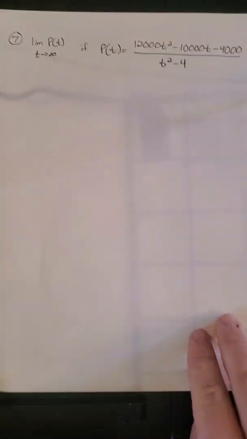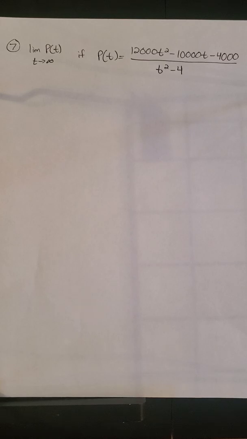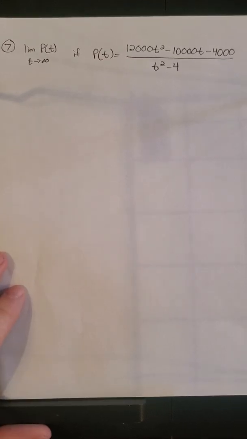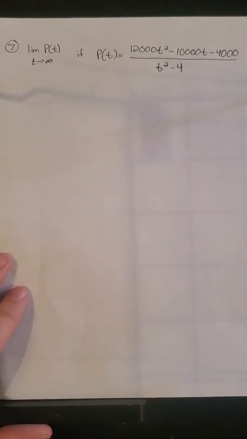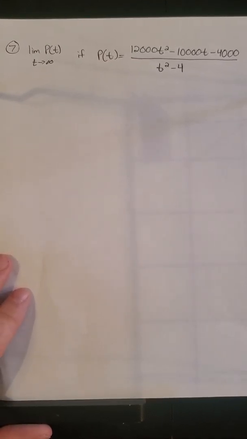Let's look at number 7. It's talking about a population, I believe. I don't remember. I think this might be lizards again. These people really like lizards for some reason, the ones that wrote these problems. I don't know what's up with that, but whatever. To each their own. Whatever tickles your fancy.